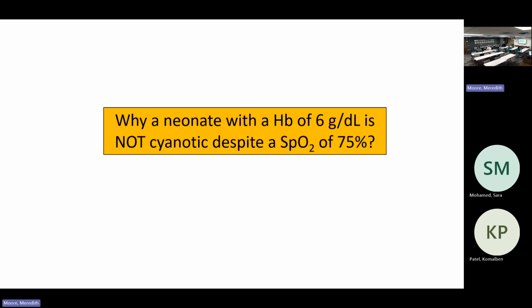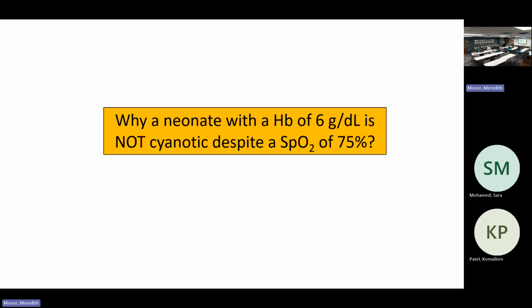Okay, now another question. Why is a neonate with a hemoglobin of 6 grams not cyanotic, despite the saturation showing 97 on the pulse oximeter? You come in, the baby is not cyanotic. You ask, what's going on? And we check, and the hemoglobin is 6. What does the hemoglobin have to do with cyanosis?